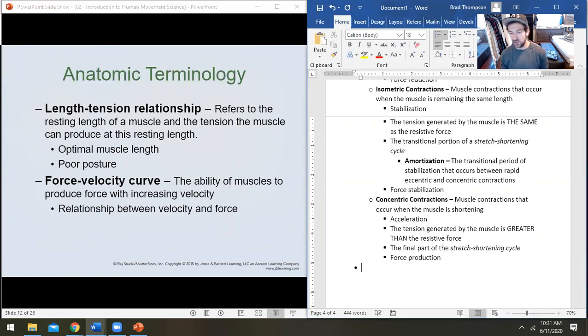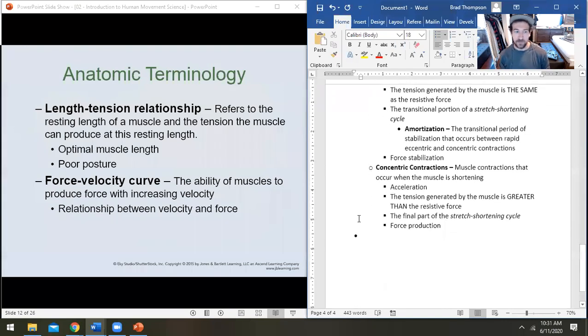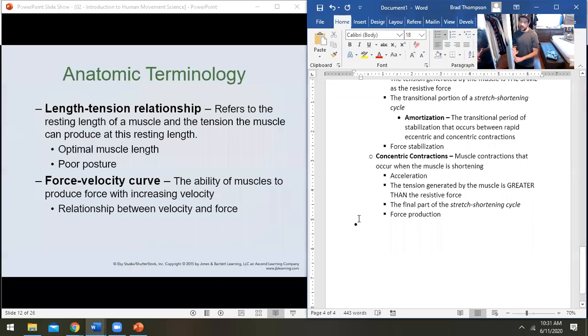Now we've got a couple terms that I'm going to review really quickly. Actually, you know what, we'll put them in the notes, it doesn't take that long. Length tension relationships and force velocity curves. These are both very important things. Again, they come up every time we talk about how we move. I'll put a little space in between these.